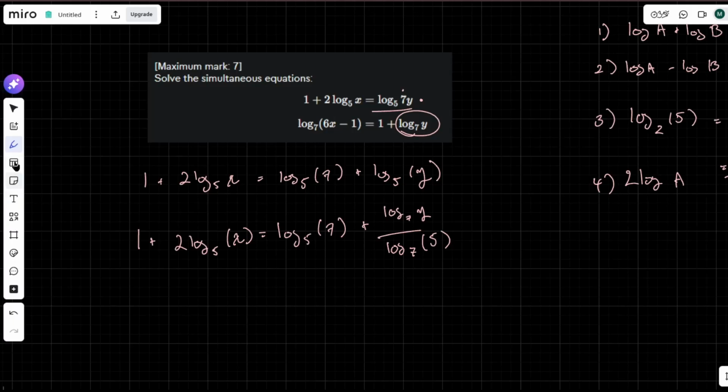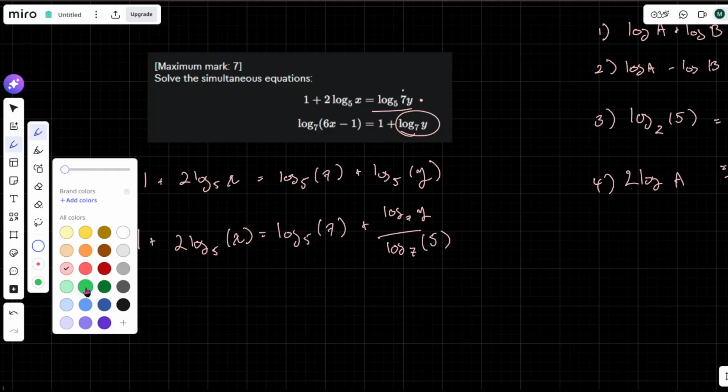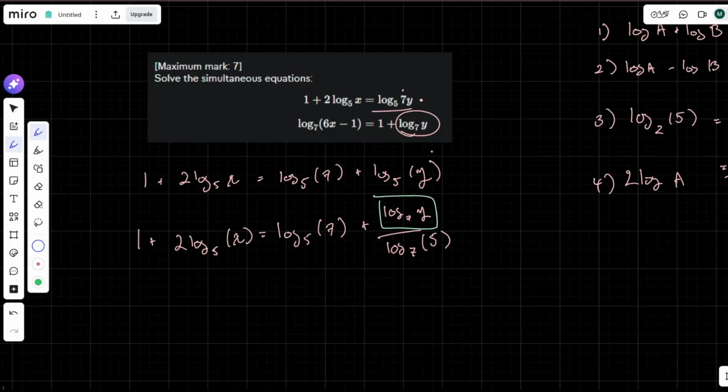Now that I've got this expression here, now that I've got a log base 7 of y, I can use this basically as the thing that I'm going to substitute. So we can say from this other equation that log base 7 of 6x minus 1 is equivalent to log base 7 of y. And that means that I can substitute this in for log base 7 of y, and we get an equation that only has x in it.